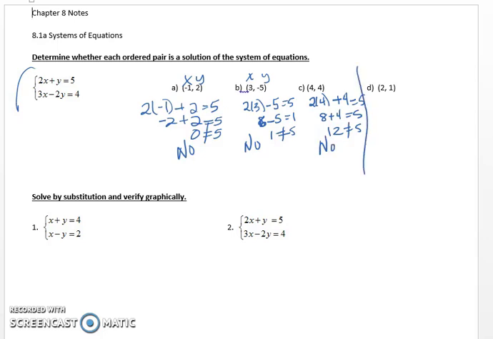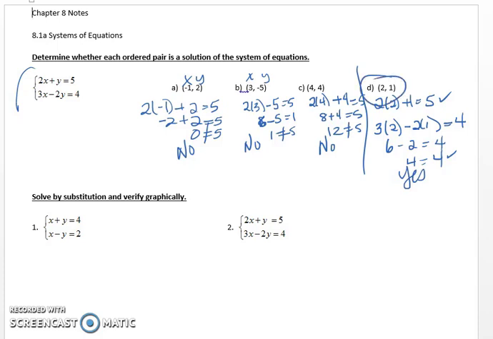So then let's try D. So 2 times 2 plus 1 is 5. That checks out. It should equal 5. So now that I know it works in one equation, I have to make sure it works in both equations. So then I try the second one. So I do 3 times 2 minus 2 times 1. And it's supposed to equal 4. Let's see. 3 times 2 is 6, minus 2 is 4. So this is a solution. Part D is a solution. The rest of them are not solutions.